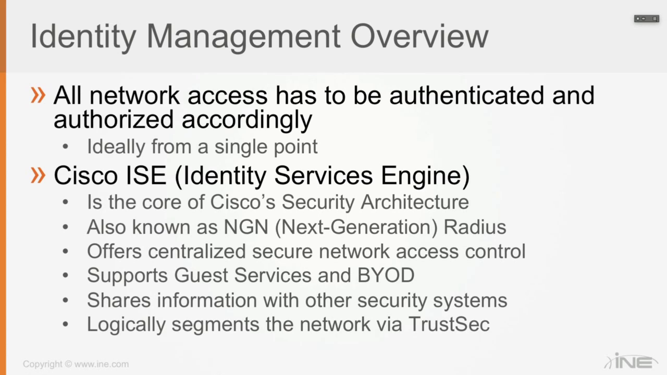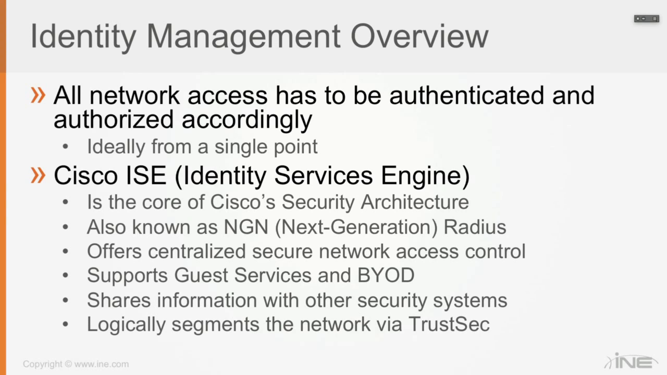It's also known as NGN RADIUS, because, as we're going to see, it does much more. In the end, it's a RADIUS engine, but an evolved RADIUS engine with a lot of capabilities. So it offers centralized secure network access control: who can connect to the network, how it is authenticated, and what its network access is. And also because in a network we have not only our employees connected, but also non-user devices like printers and IP phones, and we also have guests connected to the network, it makes sense that ISE needs to be able to also support guest services and BYOD. I'm going to speak about BYOD a bit later. Bring your own device.